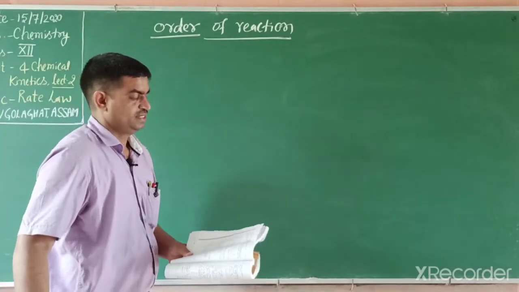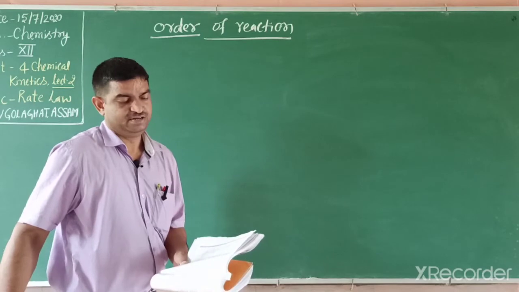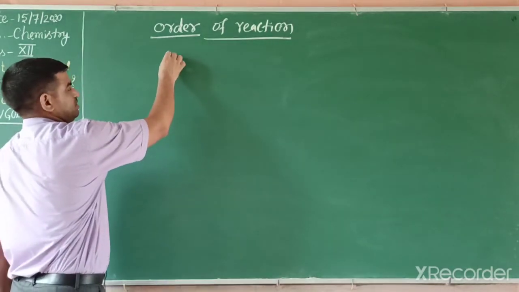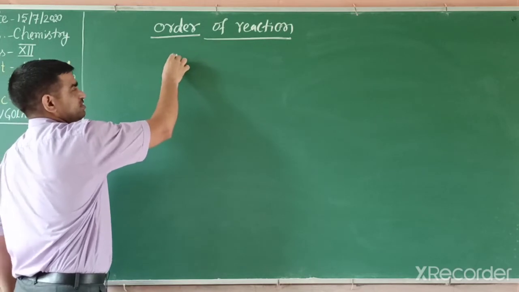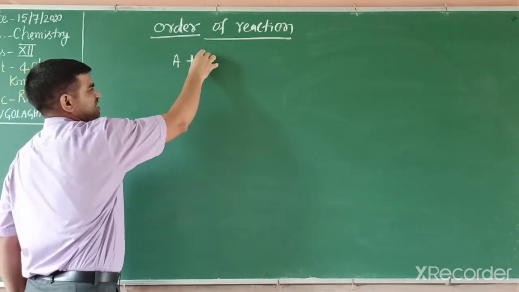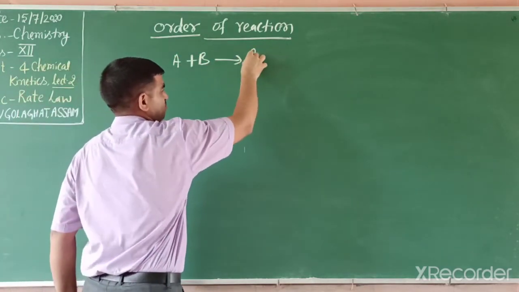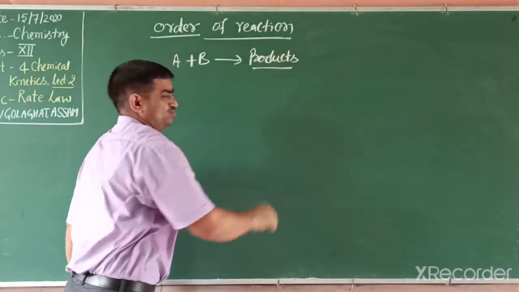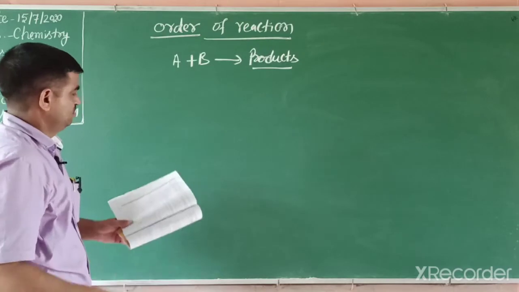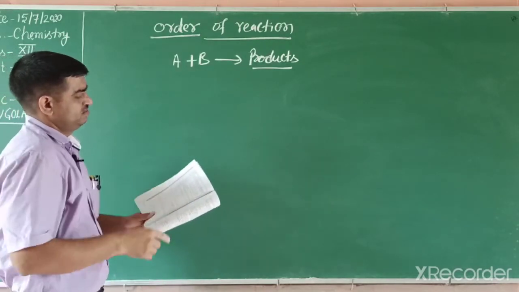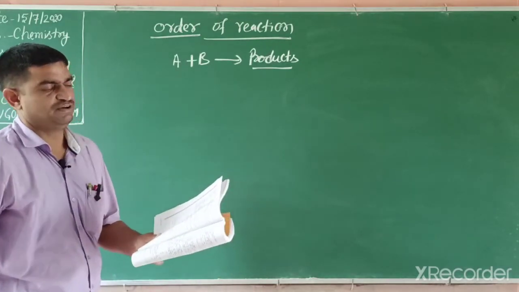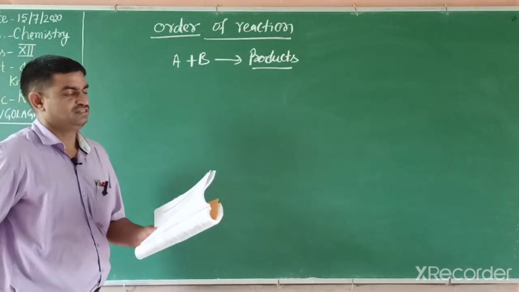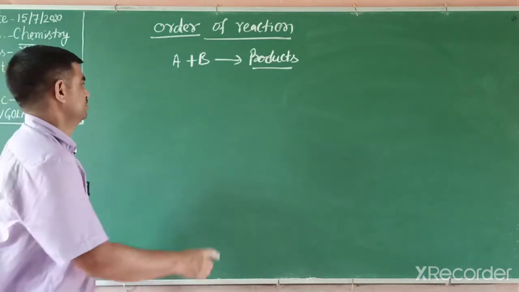Question: a reaction is first order in A and second order in B. A hypothetical reaction A plus B changes into products. Given that the reaction is first order in A and second order in B, the question is: write the differential rate equation.